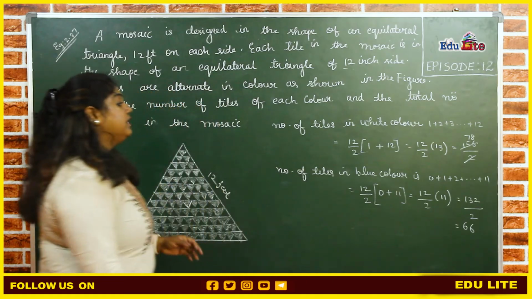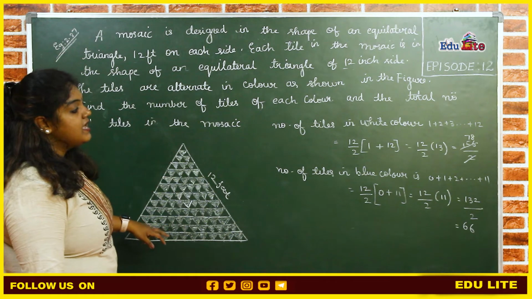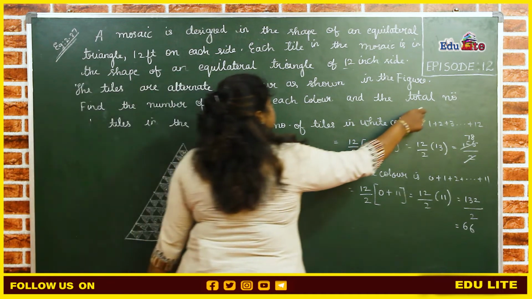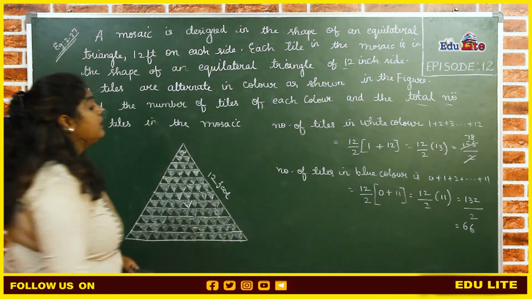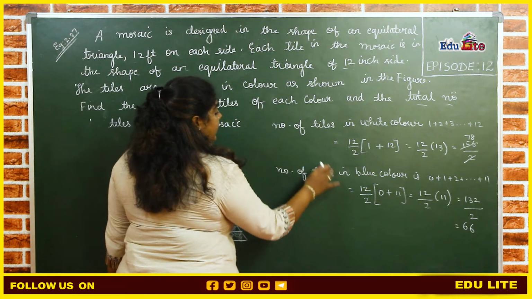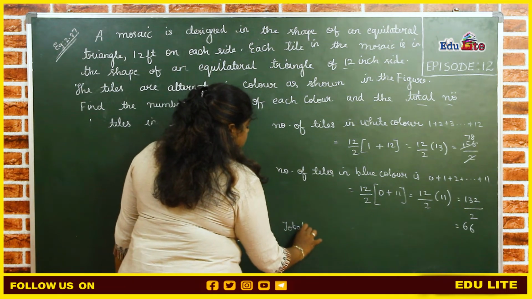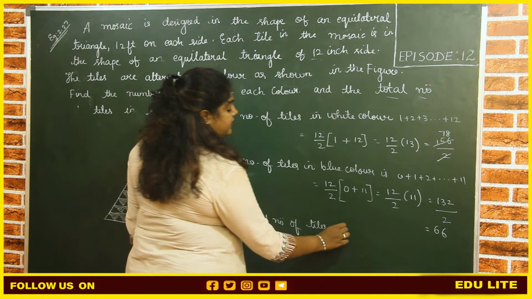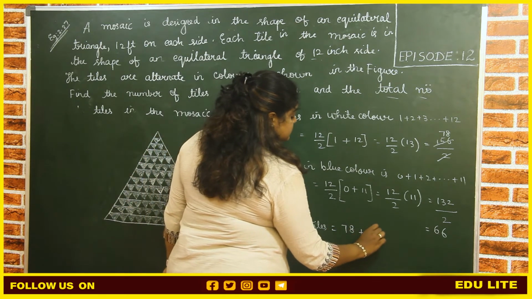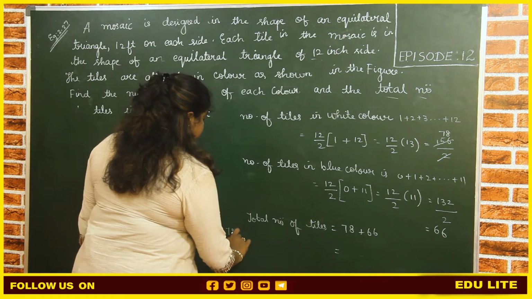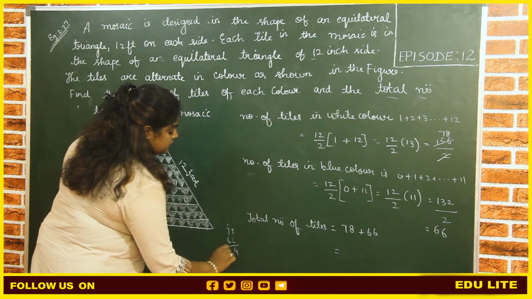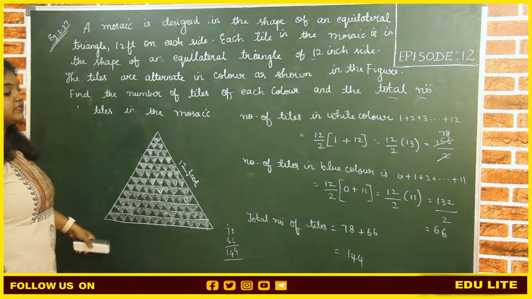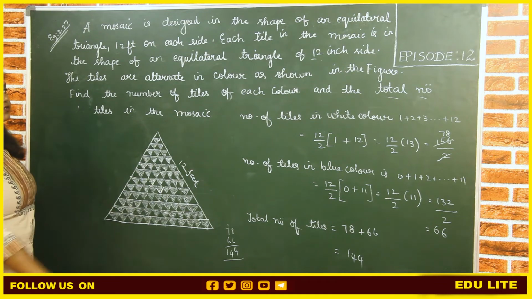So, we have found out separately that the number of tiles in white color is 78 and the number of tiles in blue color is 66. Also, we need to find one more thing, the total number of tiles in the mosaic. To find the total number of tiles, we have to add these two terms. Total number of tiles is equal to 78, the number of white tiles, plus 66, the number of blue tiles. Adding this gives 78 plus 66, which is 144. So, the total number of tiles in this mosaic is 144. Thus, we have found it.